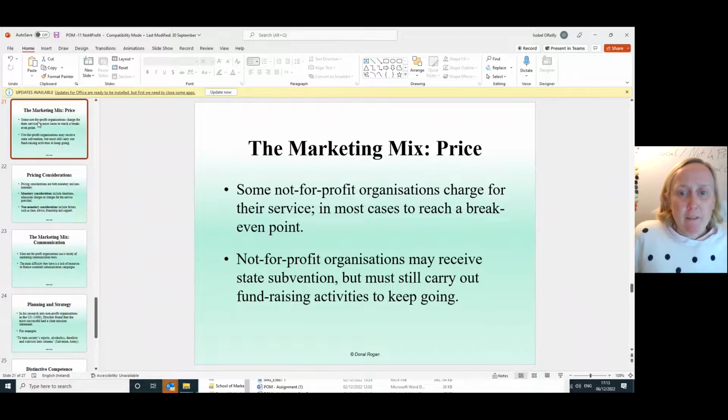So not-for-profits may receive state subvention, so they might get some kind of money. The Samaritans and lots of other helplines, they get money from the government to run their services, and they also get donations. People leave money in wills. That's usually a big part of some of those charities, money that comes in, and they get small drip feed amounts then from regular donors as well.